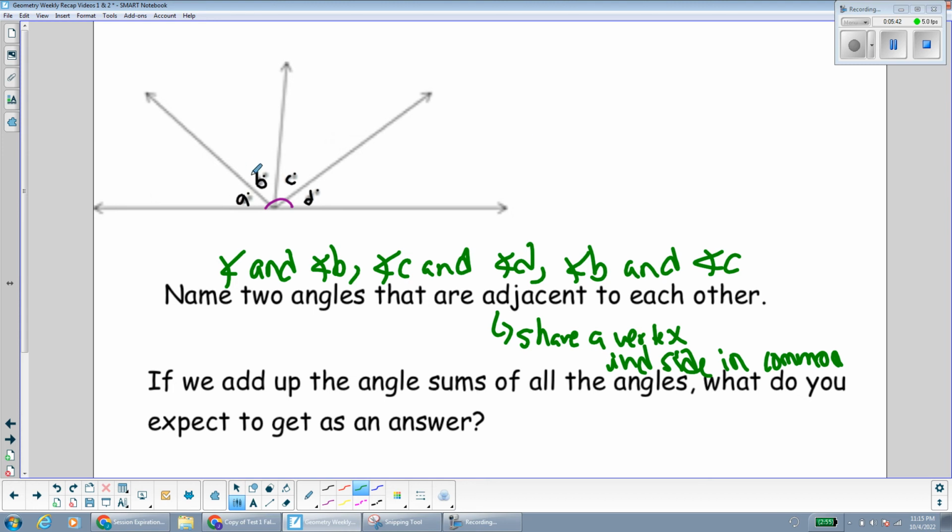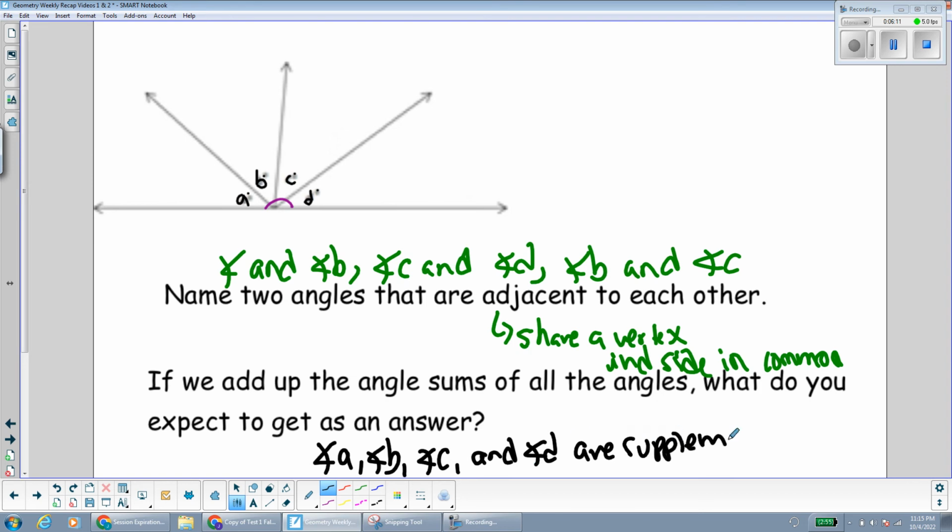If we add up angle A, B, C, and D, as you can see from the marking here, they're all coming out of this straight angle, this 180-degree angle. So if we put all the angles together, we should get 180 degrees. We should get the entire straight angle. So we can actually say that angle A, angle B, angle C, and angle D are supplementary. Once again, angles that are supplementary are angles that when you take them all together, they add up to 180 degrees, a straight angle.